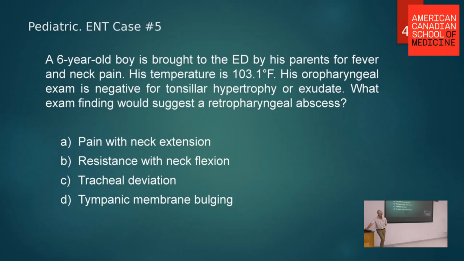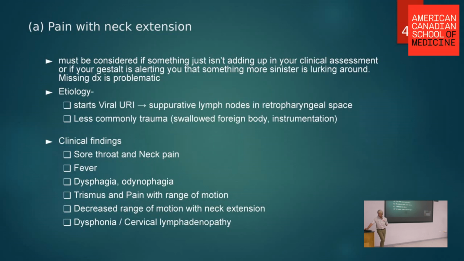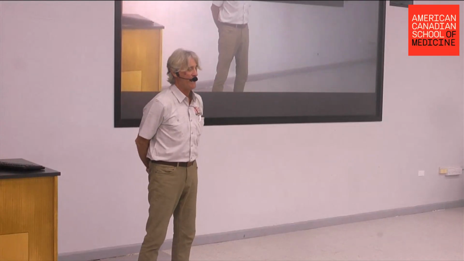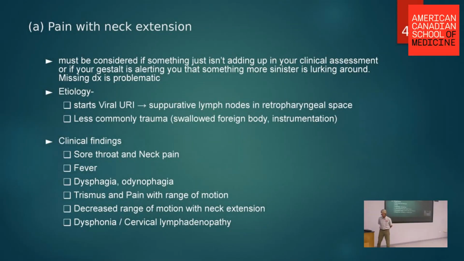Just kind of starting at the bottom, tympanic membrane should look normal. Tracheal deviation, not really. Resistance with neck flexion, maybe. Pain with neck extension, maybe. Again, we'll see what this looks like. Neck extension is much more likely to cause pain. Think of this: if a child has a high fever, the neck or the throat exam doesn't look that abnormal, and it hurts when they put their head back, think of retropharyngeal abscess. Usually it starts with an upper respiratory infection, usually not due to trauma.